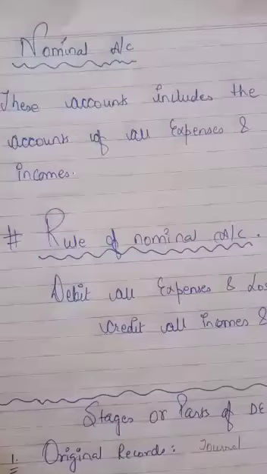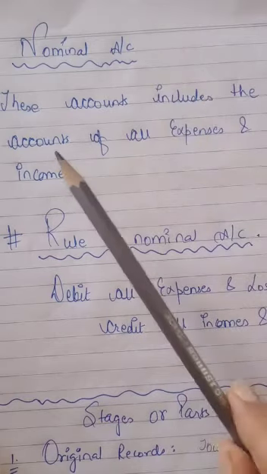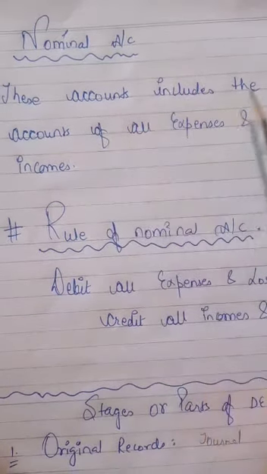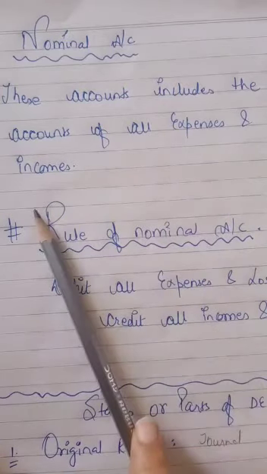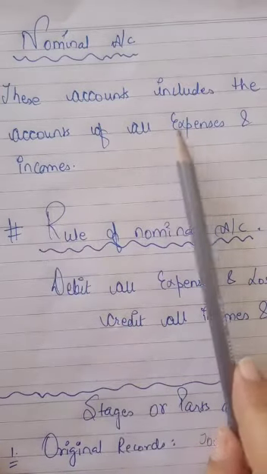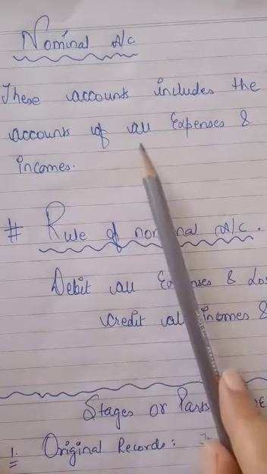Now बच्चे, the next account is nominal account. The last one is nominal account. These accounts include the account of all expenses and incomes. Means all expenses and incomes are included in nominal account.